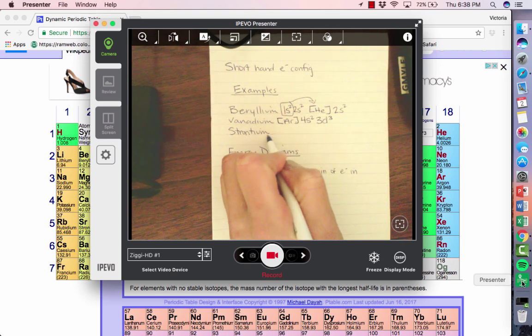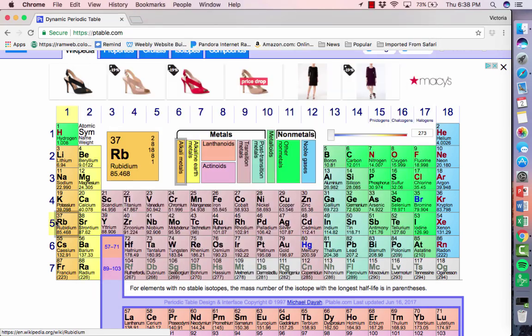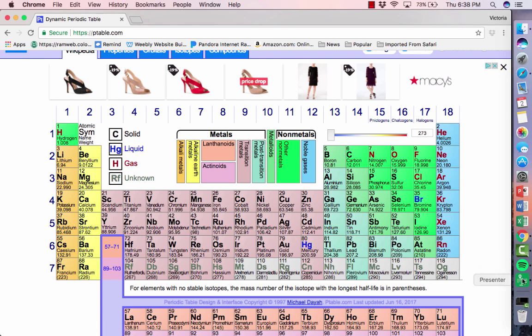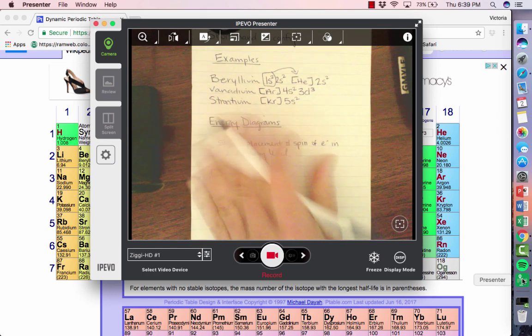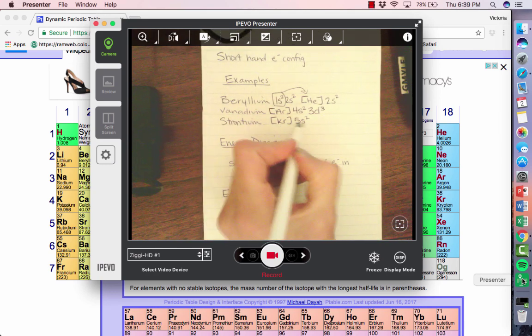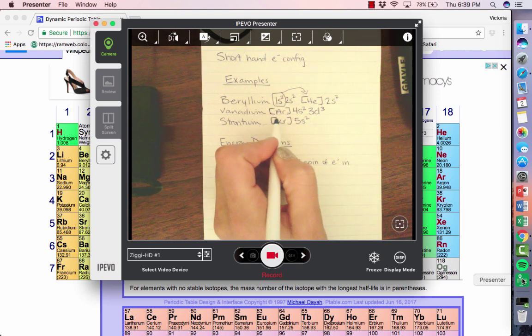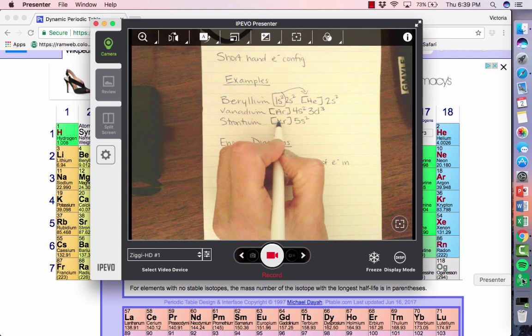For strontium, this one's even longer. Strontium is in row 5, and so what I'll do is find the noble gas from row 4, so that would be krypton, and then I'll start my configuration from krypton. If I'm at krypton, I then go to 5s2, and that's it, I'm at strontium. So my noble gas configuration, or my shorthand electron configuration, would be krypton 5s2 versus writing out the entire electron configuration.